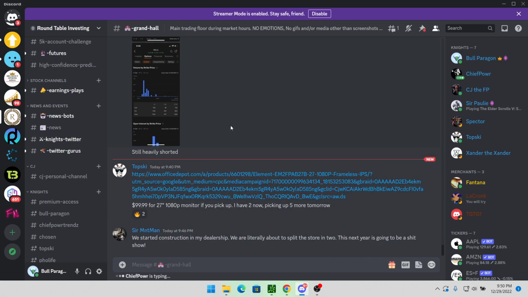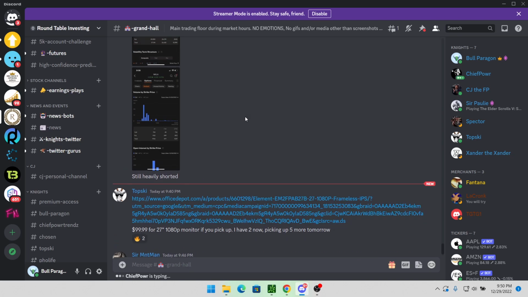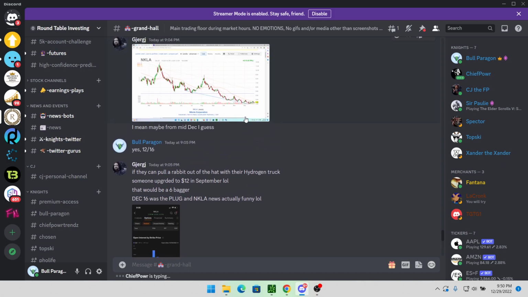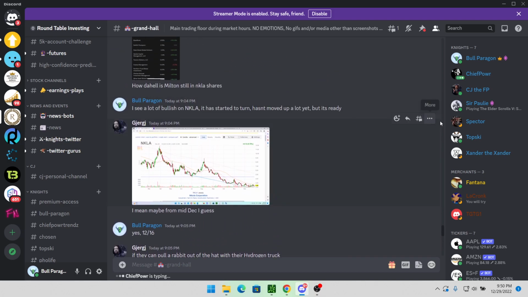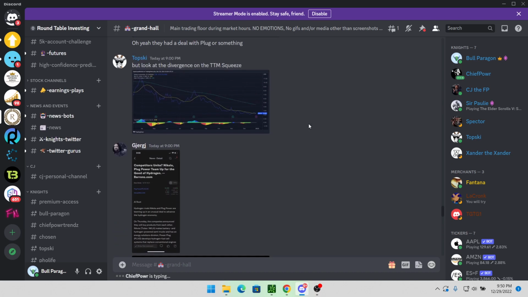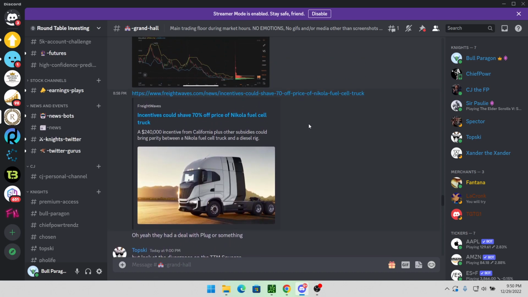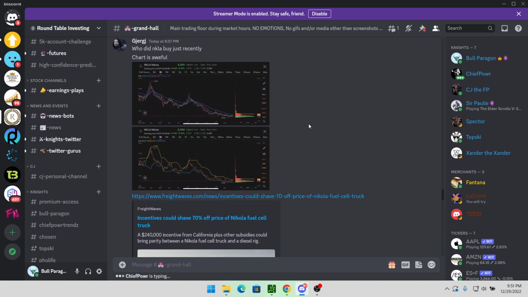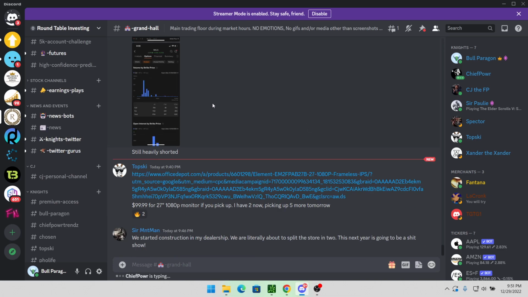Topsky and Mountman are two of our top traders. They're always in here, always talking. You'll find the Knights are extremely active in here. You see Chiefs typing right now. Spectre looks like he might be sleeping. I don't know what's up with that guy, but you're going to see a ton of activity and a ton of great content in the Grand Hall. That's our main trading chat where you see all the intraday talking, the collaboration. You'll see a lot that goes on in here.